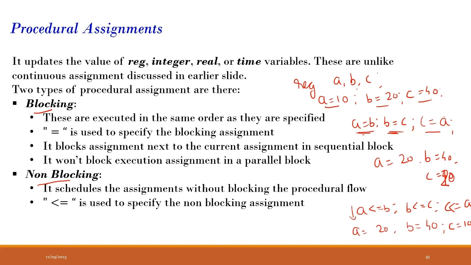We have defined the registers A, B, C. We have assigned their values. Now we are assigning using blocking statements. First we put A is equal to B, so A takes the value 20. Then we give B is equal to C, so B takes the value 40. Then we say C is equal to A. Now the value of A has been changed to 20, so C will take the value 20.